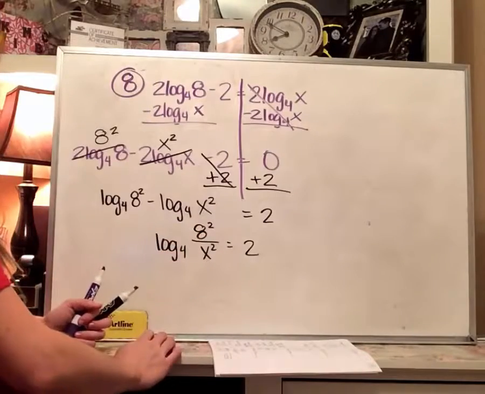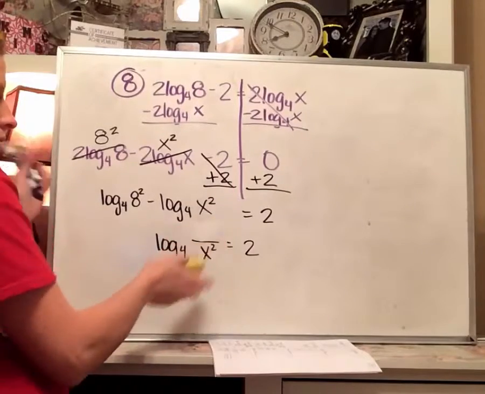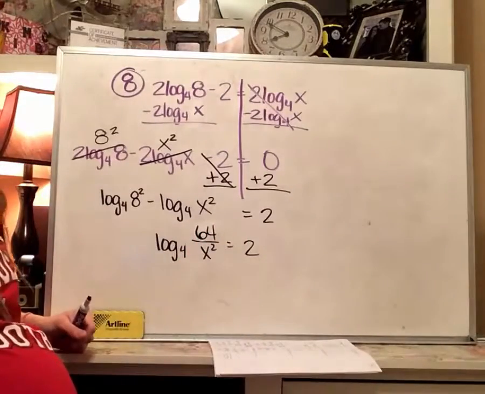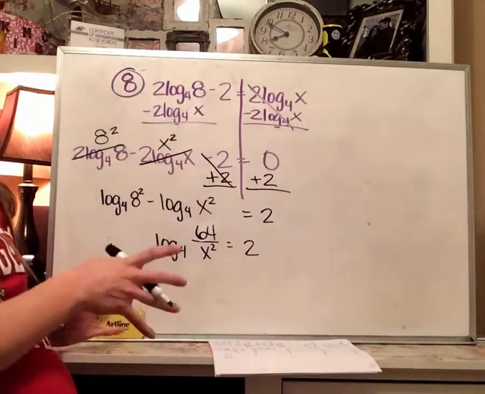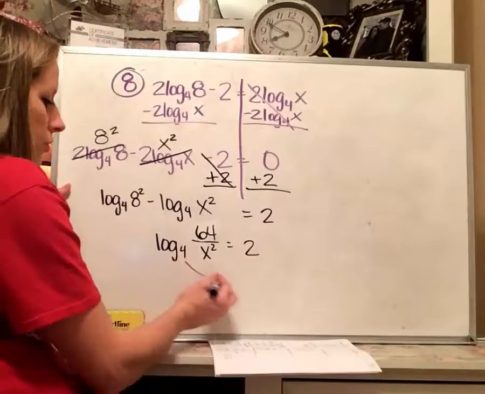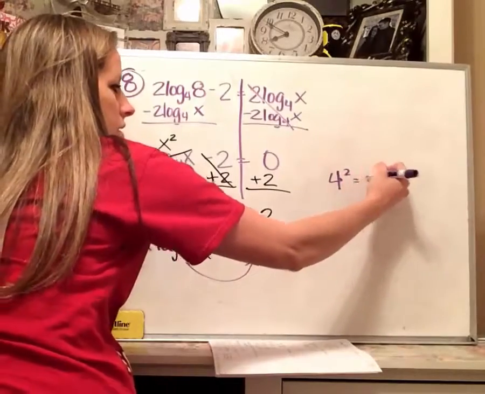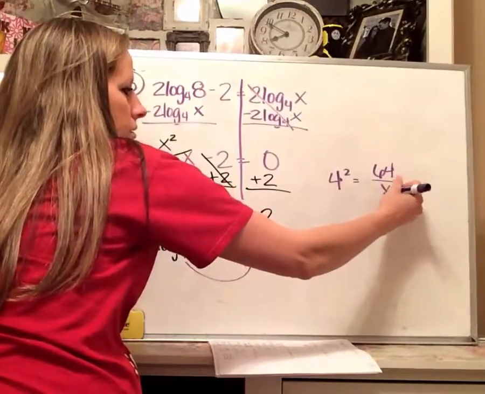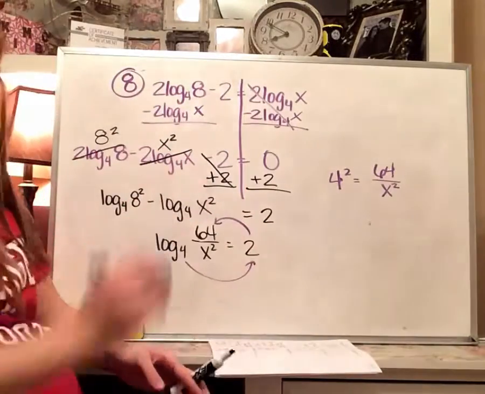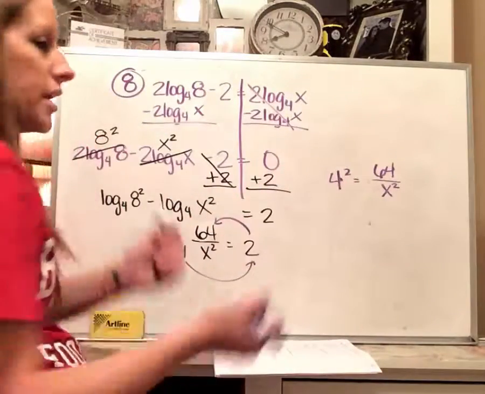8 squared is the same thing as 64. I'm going to go ahead and change that. So this would be log base 4 of 64 divided by x squared equals 2. Now that I've simplified it as much as I can, I'm going to change it to exponential form. So 4 squared equals 64 over x squared. Start with the base and move counterclockwise. So I can figure out what 4 squared is. It's 16.